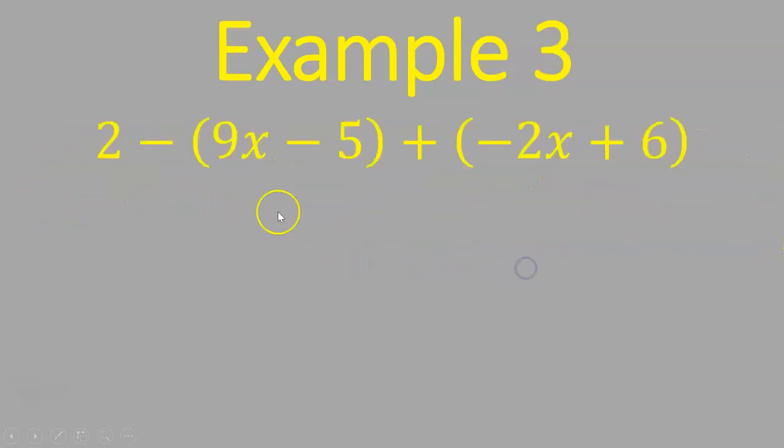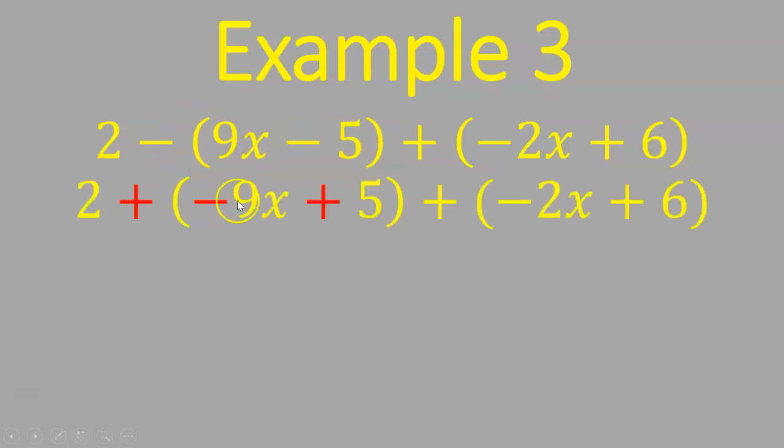A third example shows that the minus goes through the parentheses but not beyond it. Okay, so notice the changes here, but nothing happened over here. Okay, so negative 9x and negative 2x, that's negative 11x. 2 plus 5 is 7, plus 6 is 13.